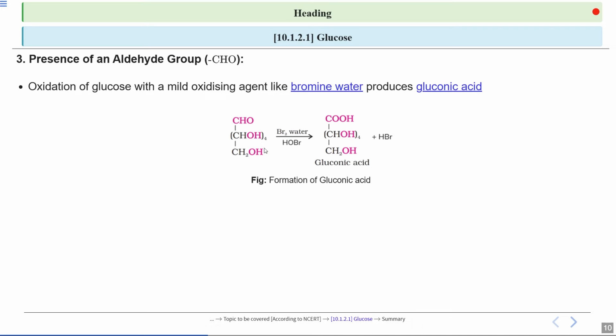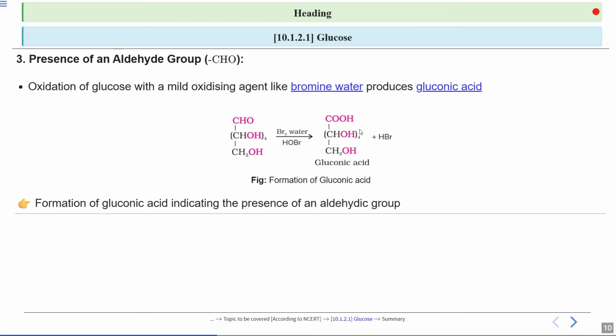If you look at this reaction, this is glucose. When it reacts with bromine water, it forms gluconic acid. That means this aldehyde group has been oxidized to this carboxyl group, which is COOH, and we get hydrogen bromide. So this is the formation of gluconic acid. The formation of gluconic acid from glucose clearly indicates the presence of an aldehyde group in glucose.